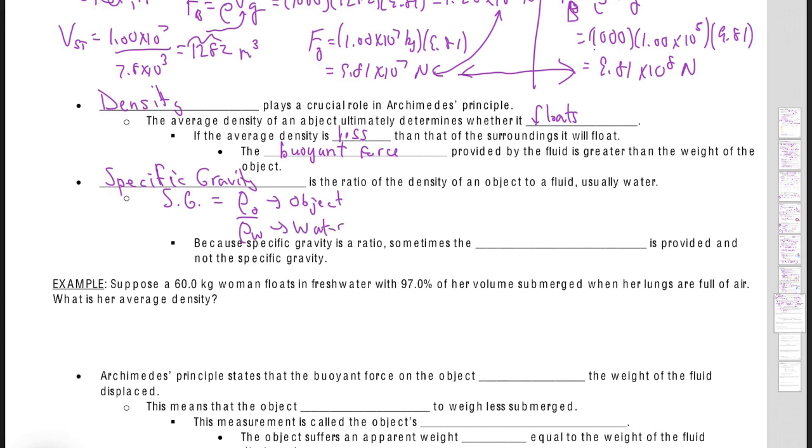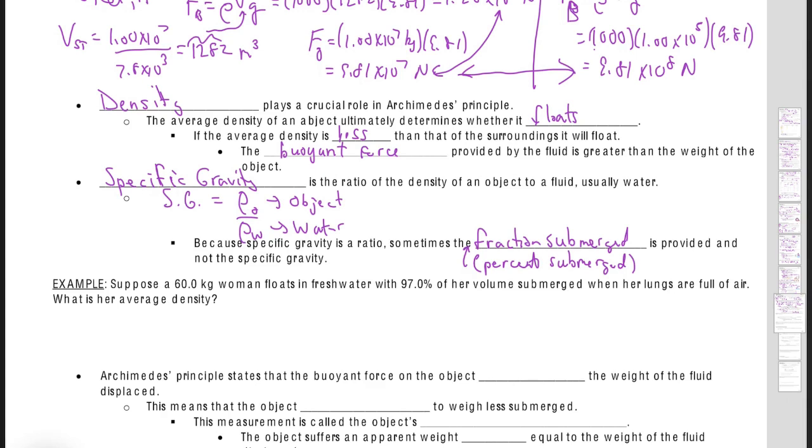Now, because specific gravity is a ratio, sometimes they'll do it in a couple ways. They'll use fraction submerged, or they'll do percent submerged. All the same thing. If you're given percent, you need to turn it back into a fraction.